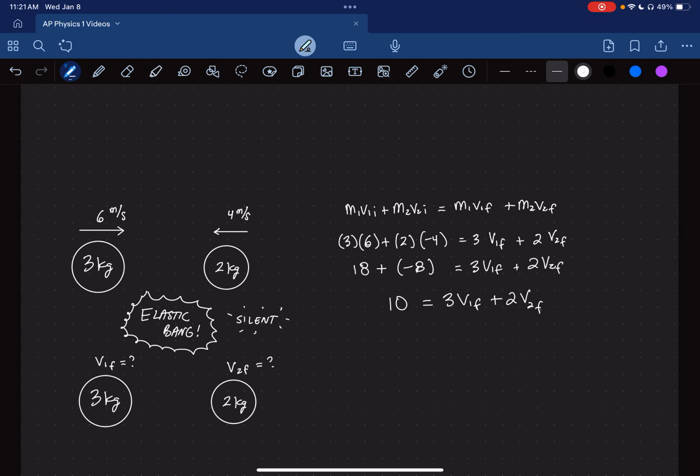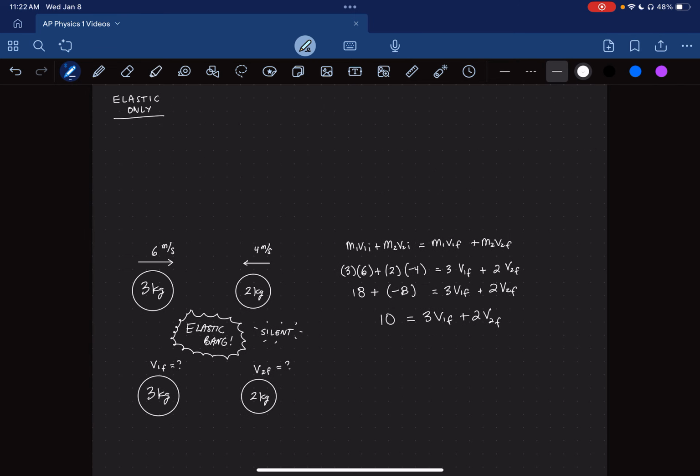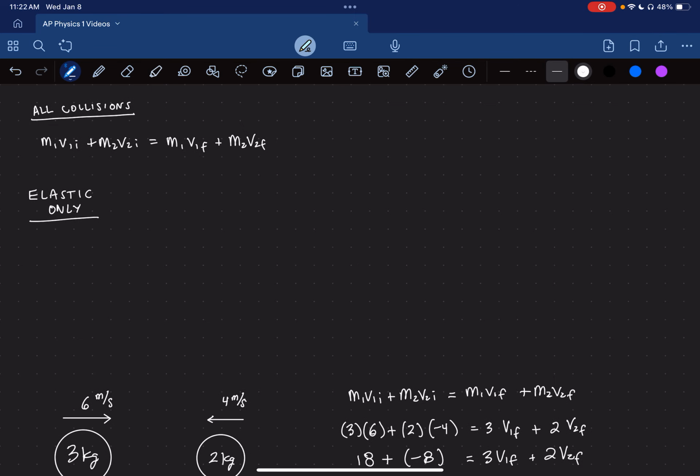One equation, two unknowns. We actually have seen this before many times. The only way you can solve something like this is if you have another equation. And what you do is you set up that other equation in such a way that we can substitute it into this one and solve for these velocities in this case. So we need another relationship here.